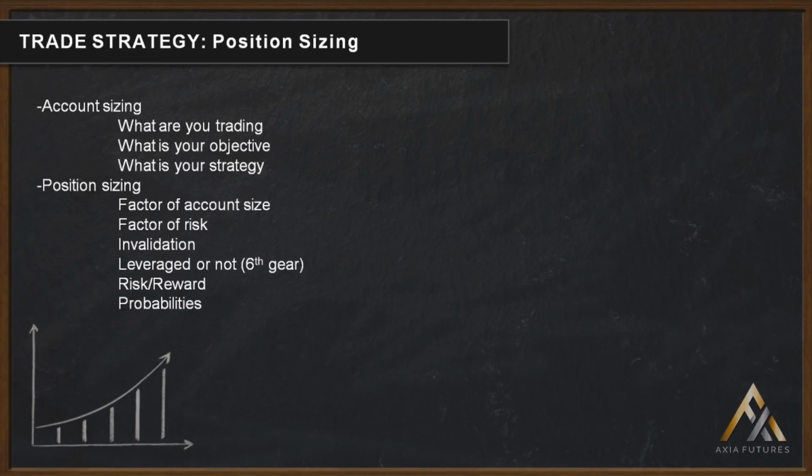Now, position sizing is different to account sizing. Account sizing is how big my account needs to be for me to run a successful trading operation or trading business. Position sizing is the day-to-day trading. On every single trade, you need to allocate a portion of your risk. That's why I've spoken about account sizing first. If you don't have the correct account size, you are never going to be able to manage your position sizes correctly.